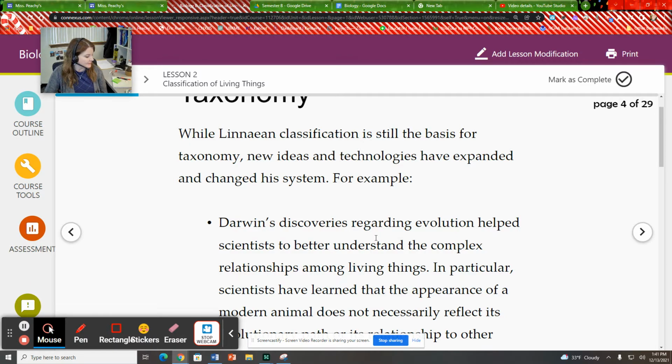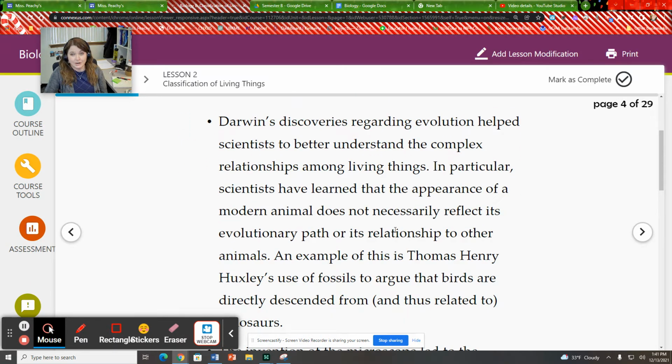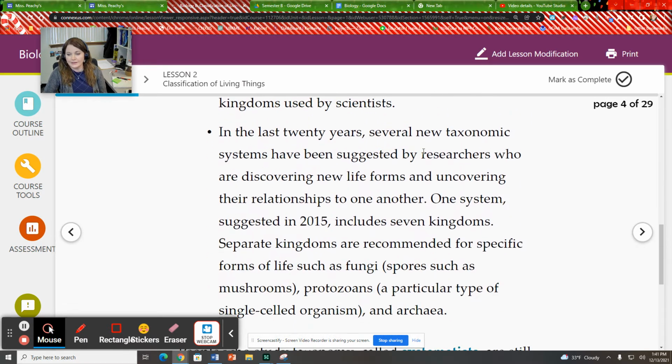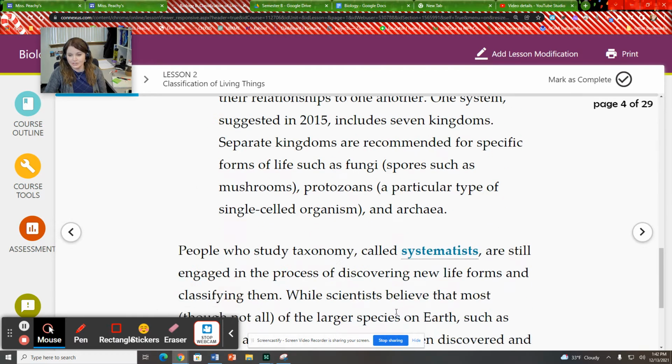For example, Charles Darwin discovered a lot of different things in his voyages on the HMS Beagle. He discovered different relationships among living things, and even in fossil evidence he discovered. And this also is going to influence the modern classification system. The invention of certain technologies like the microscope, for example, also led to a greater understanding of how things are related to each other. And even more recently, we're discovering new relationships and new species. And so the classification system that we have even today is constantly being revised and changed.